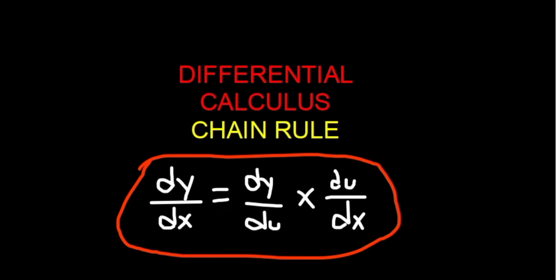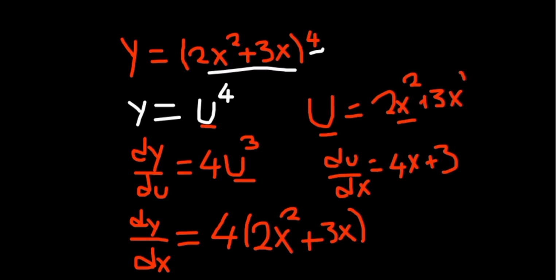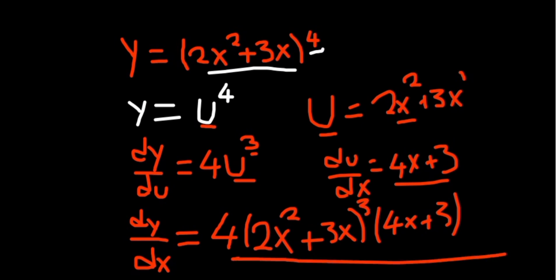According to the chain rule, this is what it's supposed to be. Now we multiply by du/dx, so we bring this part as well: 4x plus 3. Not forgetting that our u is raised to the power of 3. So that's the way the chain rule works. It's quite easy. Let's have a second example.